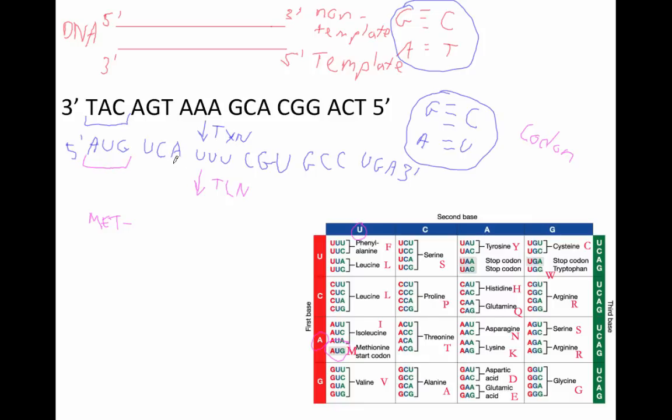Okay, welcome back. UCA. So first, remember, you see the U here, and then a C, so you know it's got to be one of these 4 here. Now we see UCA, serine. UUU, right here. That's phenylalanine, PHE. Then we have CGU. We go C, G, and so we know it's got to be one of these. And we see CGU. That's an arginine.